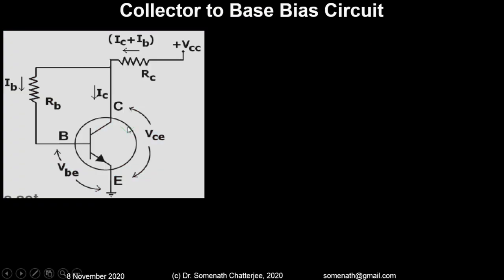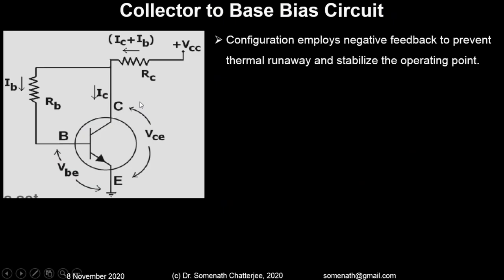Next, we will discuss the third one, that is the collector to base bias circuit. In the previous one, the fixed bias circuit, we were using the VCC directly for the input loop as well as the output loop. But here you can see that RC is common in both the input and the output loop. That is very important, and you have to notice this part. The configuration employs negative feedback to prevent thermal runaway and stabilize the operating point. So that is important here, the role of negative feedback. That's why RC is common in both the input and the output loop.